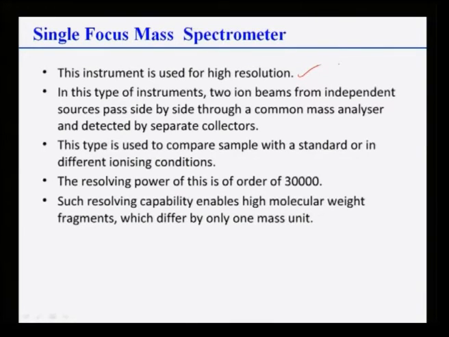In this type of instrument, two ion beams from independent sources pass side by side through a common mass analyzer and are detected by separate collectors. This is used to compare a sample with a standard through different ionizing conditions. Resolving power is of the order of 30,000. Such resolving capability enables detection of high molecular weight fragments which differ by only one mass unit. That means if there are two pieces with masses 30,000 and 29,999, we can still detect them by this. That is the resolution of this instrument.